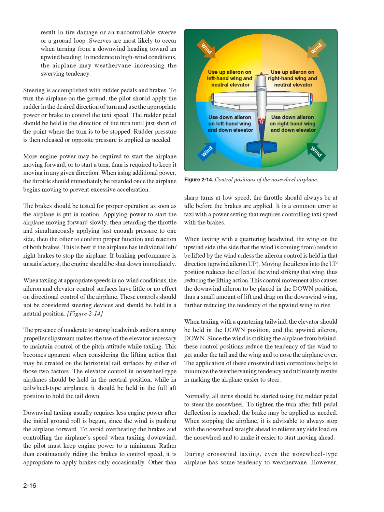Since the wind is striking the airplane from behind, these control positions reduce the tendency of the wind to get under the tail and the wing and to nose the airplane over. The application of these crosswind taxi corrections helps to minimize the weather vaning tendency and ultimately results in making the airplane easier to steer. Normally, all turns should be started using the rudder pedal to steer the nosewheel.